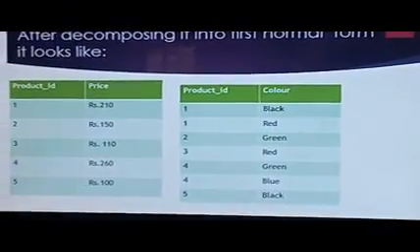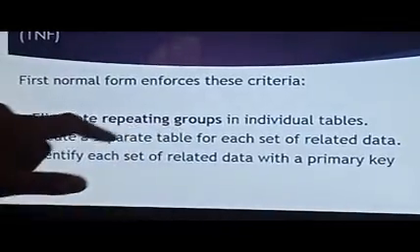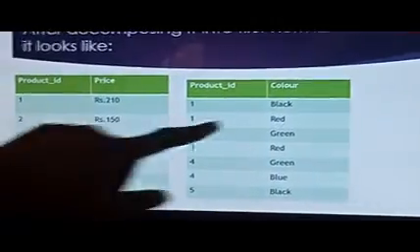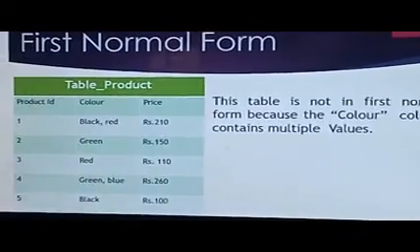I have seen the definition, eliminating repeating groups. Here, this is the repeating group, and that has been eliminated like this. This is the result of first normal form of this table.